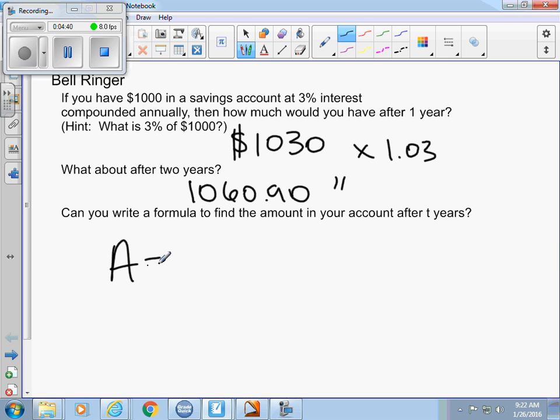So the amount in the account is the $1,000, the initial amount you had, times 1 plus 0.03, or 1.03. And you're going to multiply that over and over and over again. What happens when you multiply by something over and over and over again? How does that look in a formula? An exponent, a t, maybe for years. You multiply by 1.03 one time for 1 year, 2 times for 2 years. If you wanted the amount in the account after 5 years, you'd have it to the 5th power. Any questions about that?